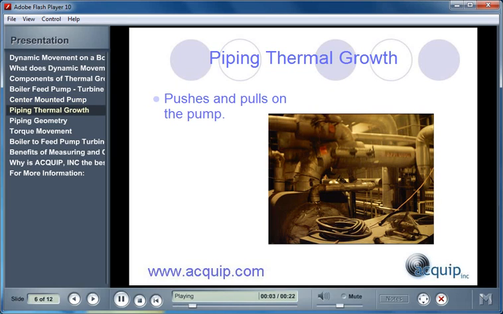Thermal growth in the piping will push and pull on the pump and will push and pull on the turbine that will create alignment changes across the coupling. This can be considered either pure thermal growth or torsional movement, but it still all adds up to dynamic movement across the coupling.